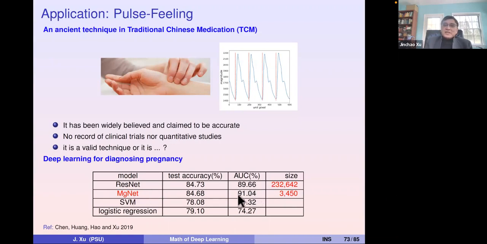We use MGNet. If you use ResNet, you need 200-some thousand parameters. If you use MGNet, we get only 3-some thousand parameters, and the AUC is like 91%. But support vector machine and logistic regression are somehow in the 70%. As you can see, this is based on the data we collected, and it's a fun problem to try.